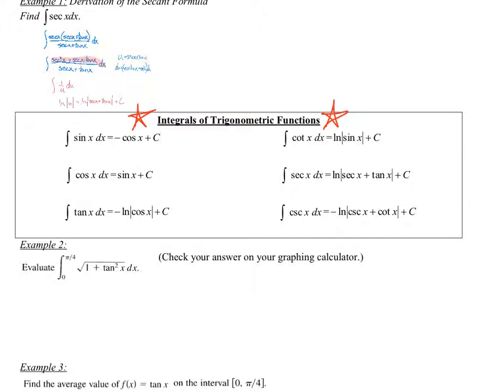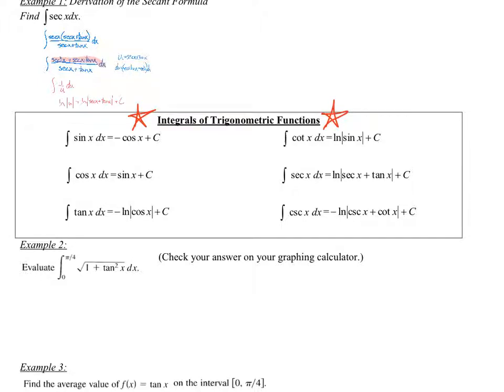Okay? And by the way, keep the positives and negatives straight. If the answer has trig functions that start with c's in it, the answer is negative. Just like when you took the derivative of something starting with c, the answer was negative. Here, when you take the integral, if the answer has cosine, cosecant, or cotangent in it, it's going to be negative.